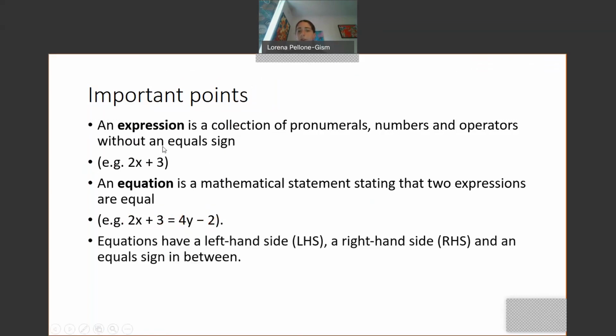An equation has a left-hand side and a right-hand side because it allows us, by having a left-hand side and right-hand side, to communicate about the equation. So left-hand side obviously on the left, right-hand side on the right.